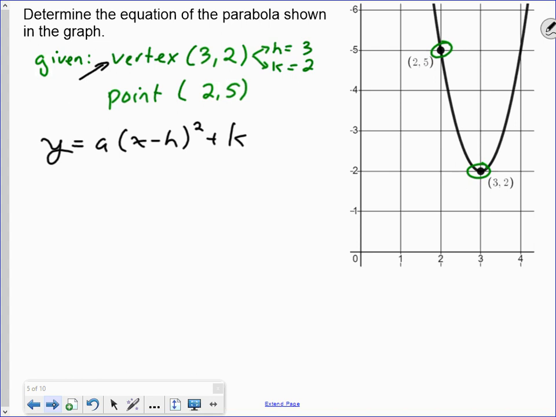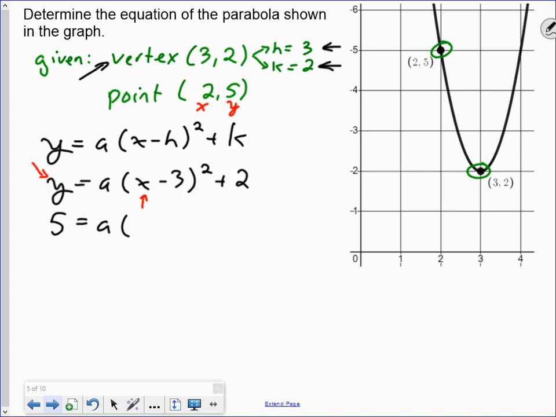From the vertex, we know our values of h and our values of k, so we can sub those in. y = a(x - 3)² + 2. And just like last time, this point represents a value for x and a value for y, which we can sub in for our y and our x.